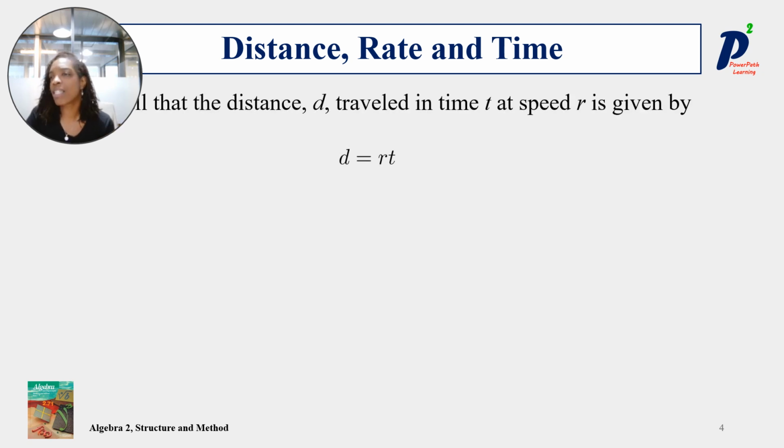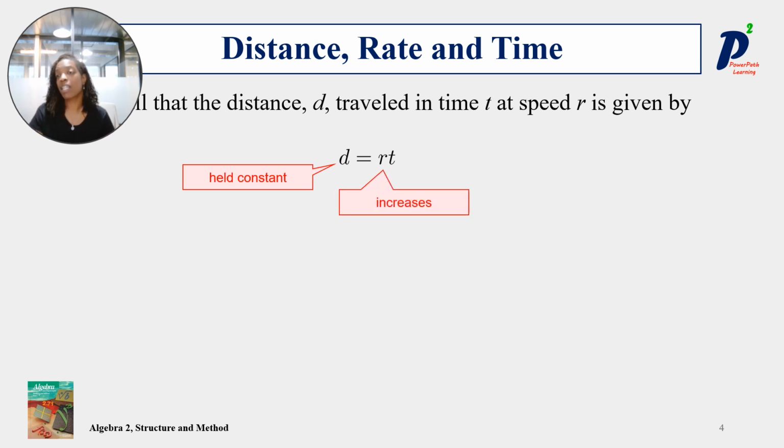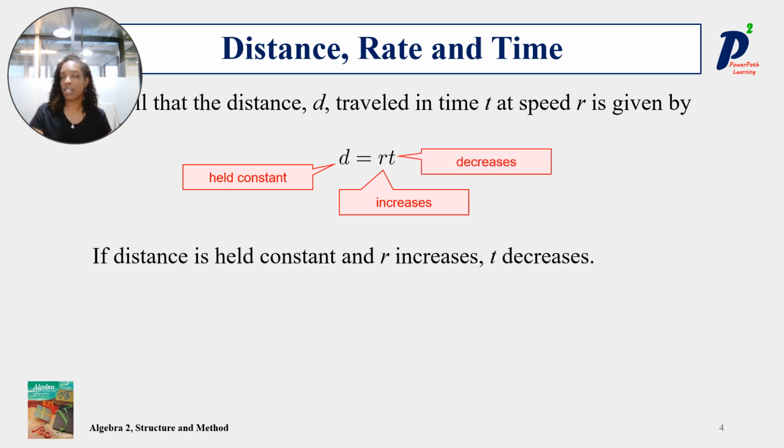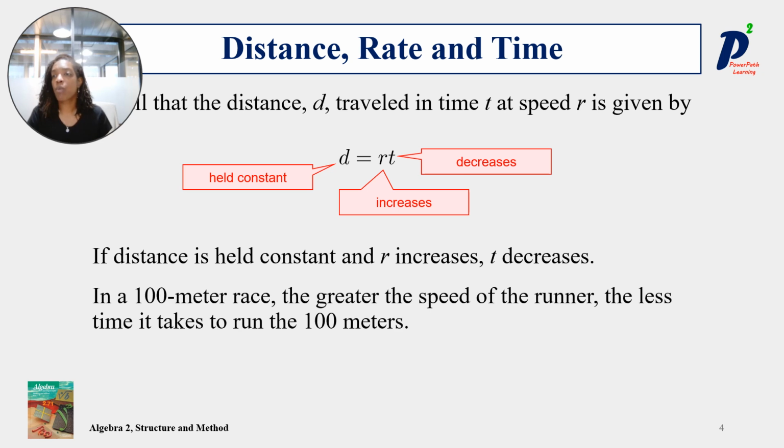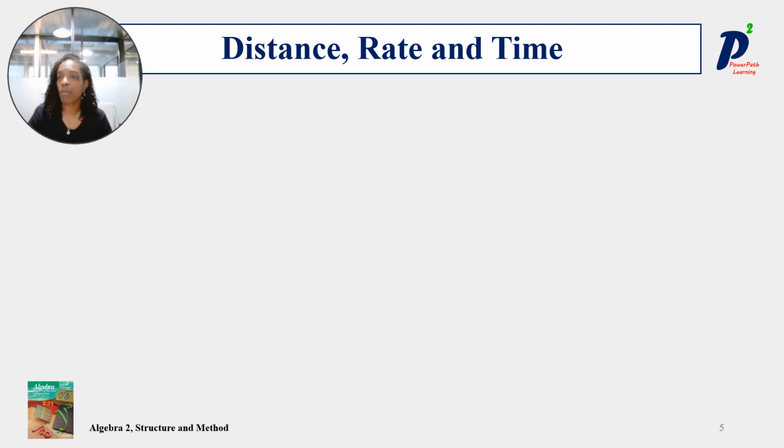You might recall that the distance traveled by an object is the speed times the time traveled. Suppose we hold the distance constant, that is, it can't change. What is the relationship between the rate and the time? Well, if the rate of speed increases, then the time to travel the distance will decrease. So, for example, a runner in a 100-meter race, the greater the speed of the runner, the less time it takes to complete the distance.